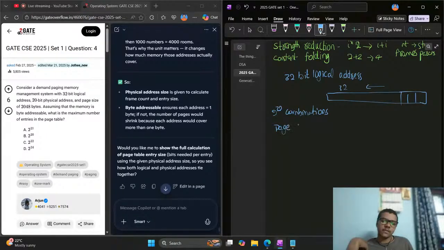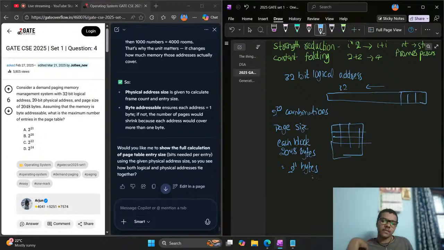So page size. Assume this is memory, and memory is divided into blocks. Each block is 2048 bytes. So that's like 2 power 11 bytes.